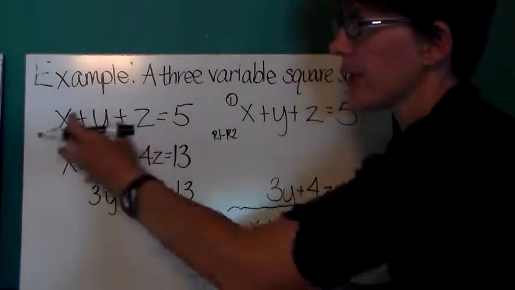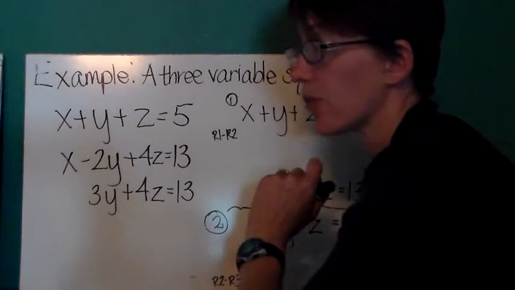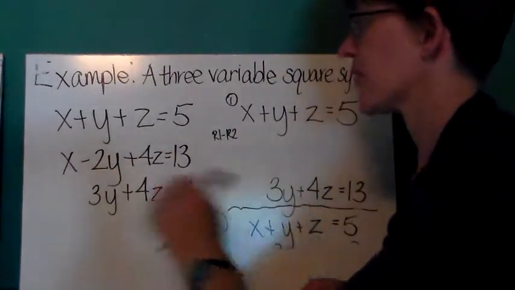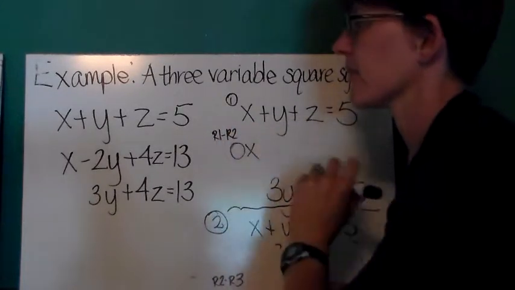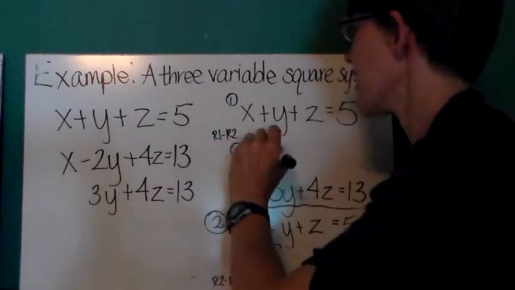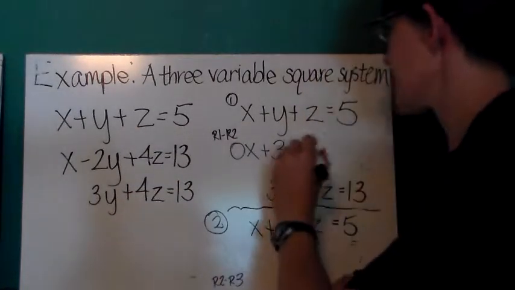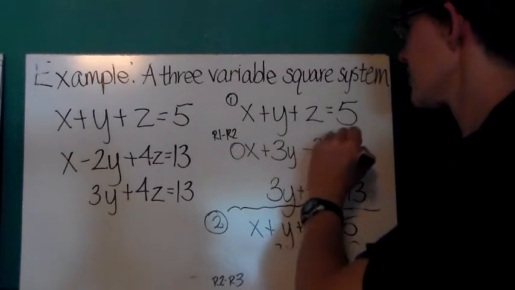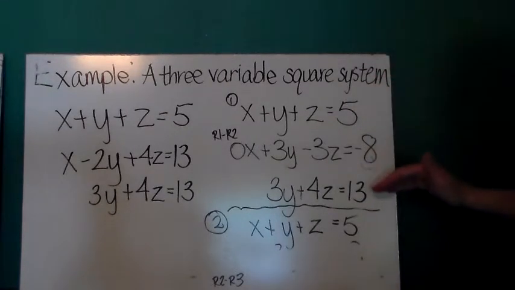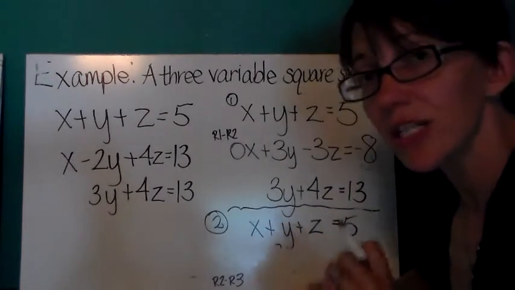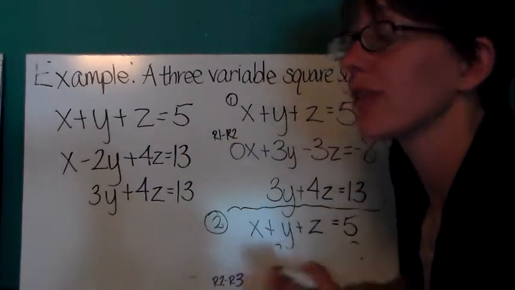So the first thing I'm going to do to get rid of the x's is to do R1, this first equation, minus the 2nd equation. So x minus x is 0x. y minus negative 2y is 3y. z minus 4z is negative 3z. And 5 minus 13 is negative 8. You'll notice that right here, I've written the other 2 equations just as they appeared. My middle equation has been replaced. This is called an equivalent system.